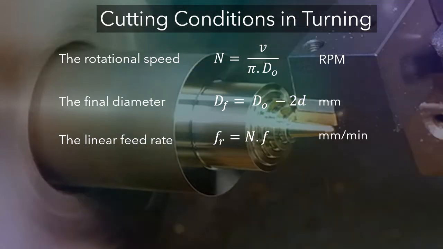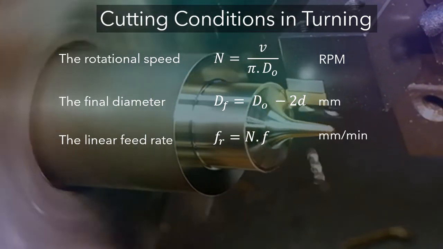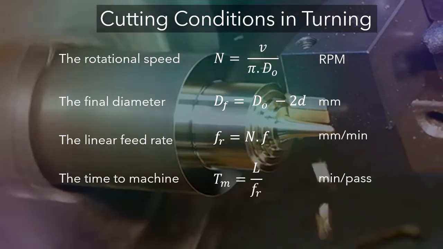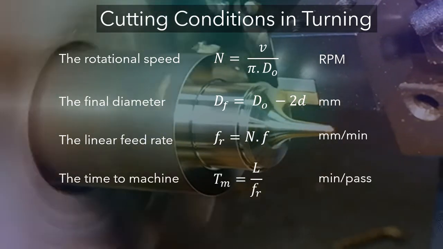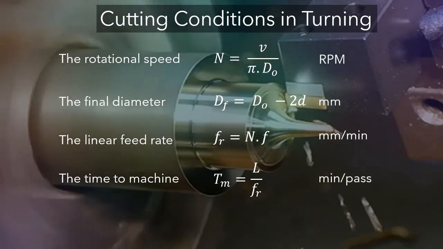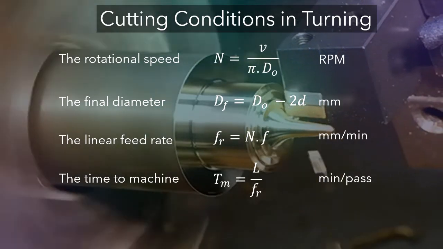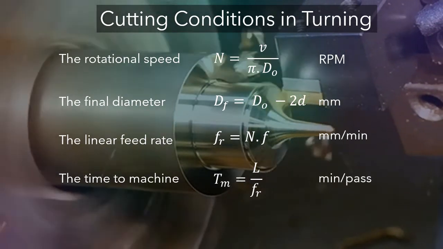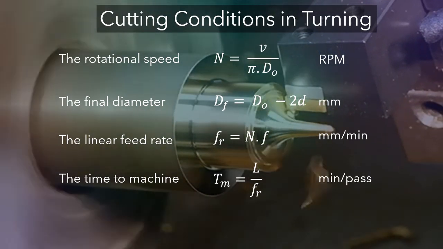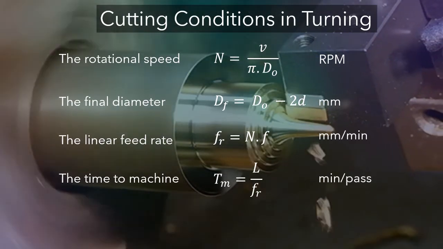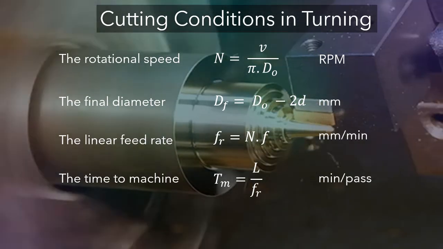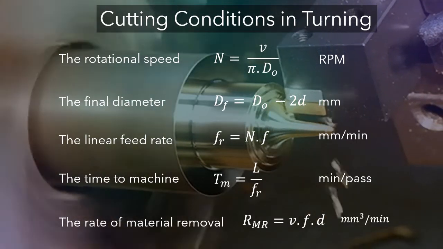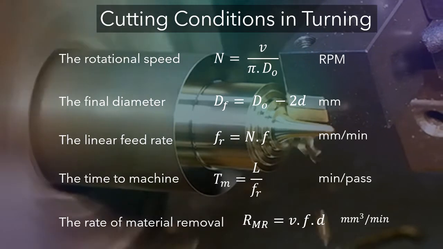The time to machine from one end of the cylindrical part to the other end is given by the following equation. Tm is the machining time, and L is the length of the cylindrical work part. The volumetric rate of material removal can be most conventionally determined by the following equation. RMR is the material removal rate in cubic millimeters per minute.